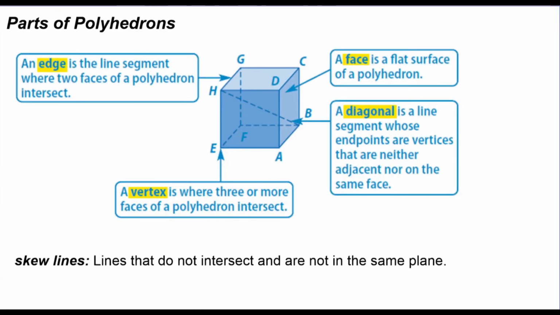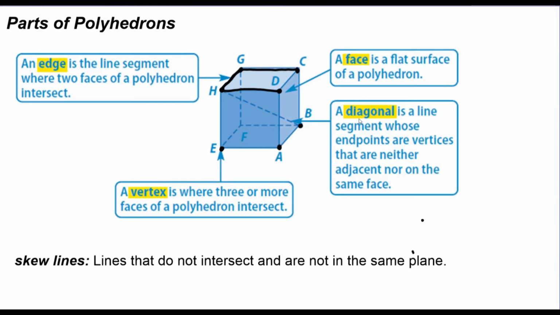Parts of polyhedrons. These figures are made up of polygons, and they have specific parts that have specific names, and one of those is an edge. An edge is a line segment where two faces of the polyhedron intersect. Basically, it's one of these line segments right here or here. These are all edges of a polyhedron. We also have a vertex, or plural vertices. These are the corners. Whenever you have a corner on a polyhedron, that's called a vertex. And then the flat sides of a polyhedron are called faces.